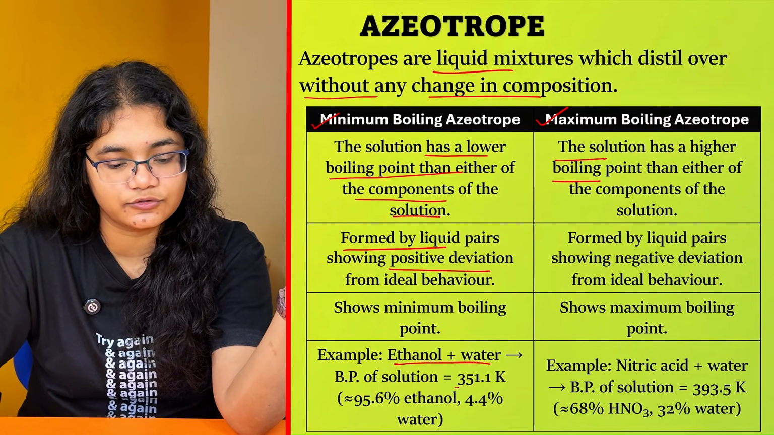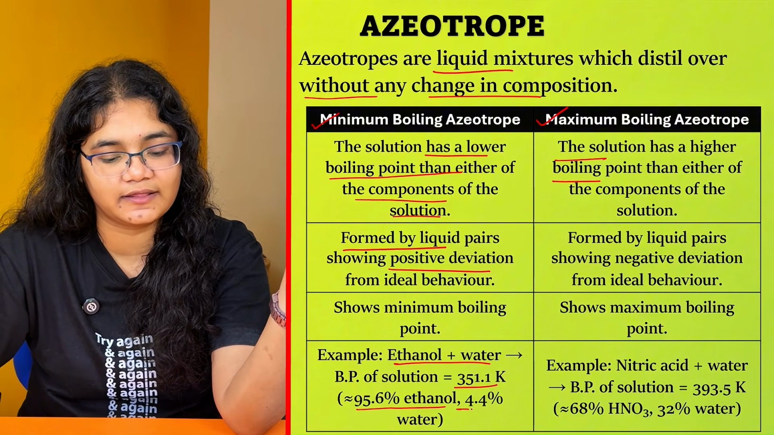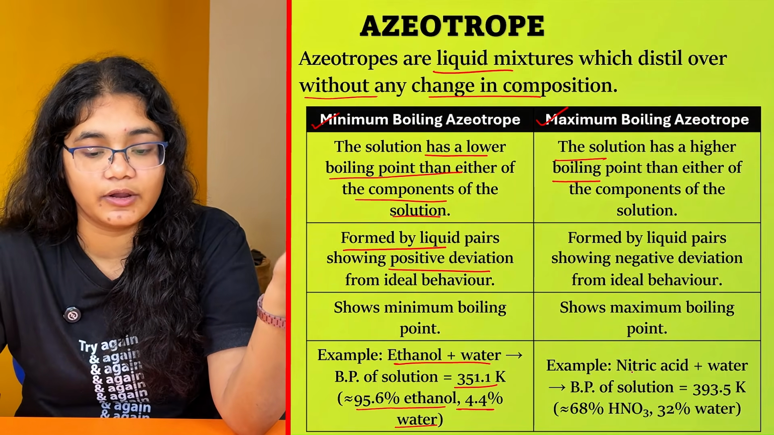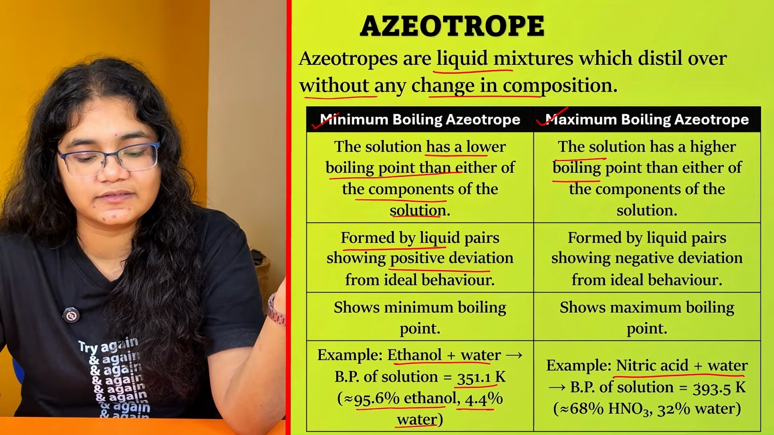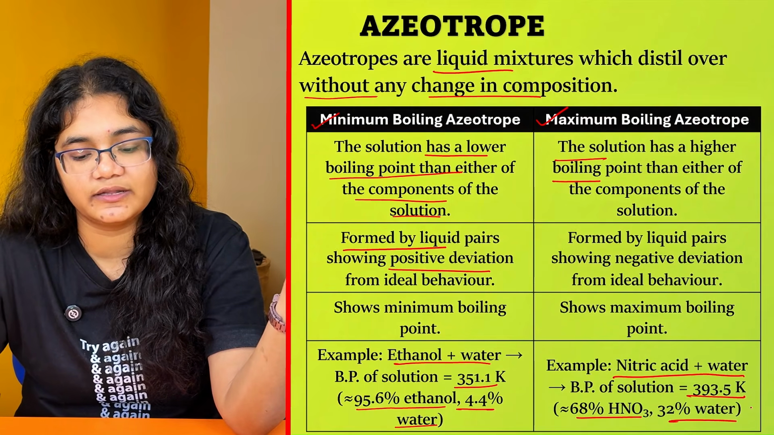Okay, next we have an example here, ethanol plus water. The boiling point of the solution is 351.1 Kelvin and the composition is 95.6% ethanol and 4.4% water. Now talking about the example of minimum boiling point azeotrope, it is nitric acid plus water. The boiling point is 393.5 K, with 68% HNO3 and 32% water.